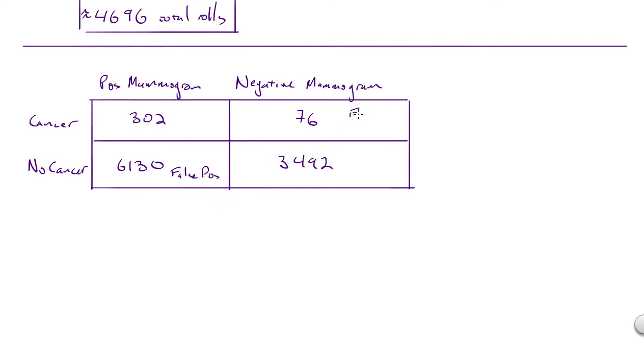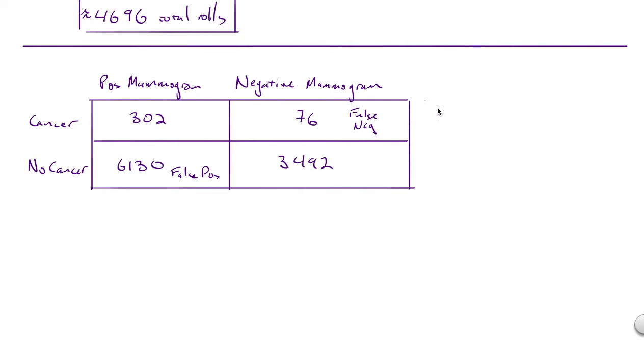These are what you would call false negatives. Better to err on the side of being positive than not. And if we had a lot of false negatives, that means a lot of people that actually had cancer would test negative, and that wouldn't be a very good test at all.